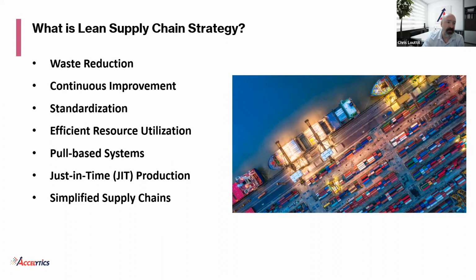Optimizing the use of resources, including labor, materials, time, and equipment. And then using a pull-based approach where production and inventory are determined by actual customer demand rather than forecasted estimates. Delivering products or components exactly when needed, reducing the need for excess inventory and storage. And then reducing the complexity of the supply chain by focusing on core processes and suppliers.